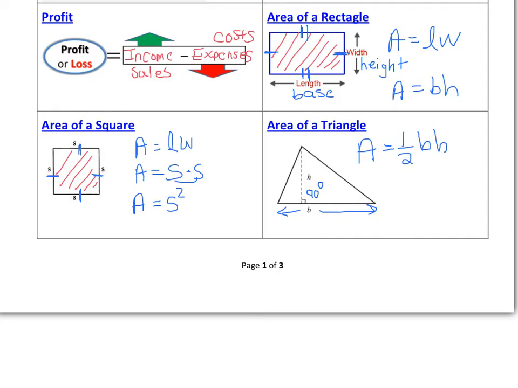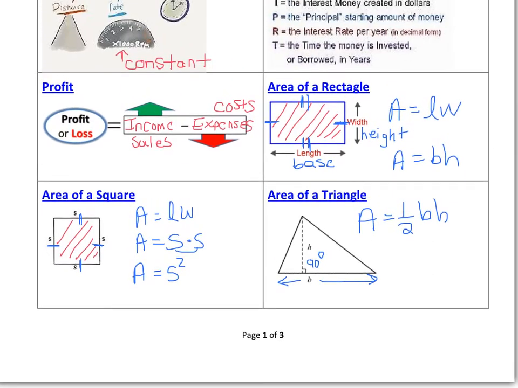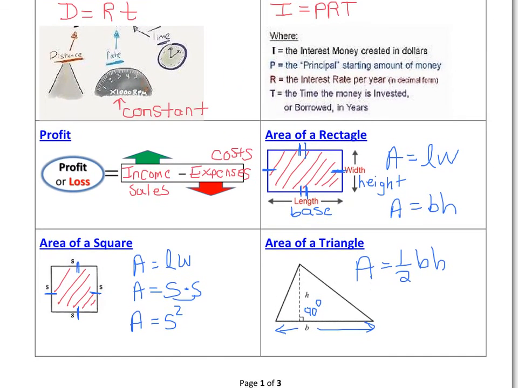So you can see from a number of these examples that these common formulas are all made up of variables. Each one of them has multiple letters in them. They're relating multiple quantities together, and we can solve these for any particular value within the formula.